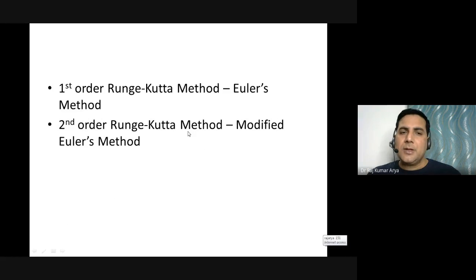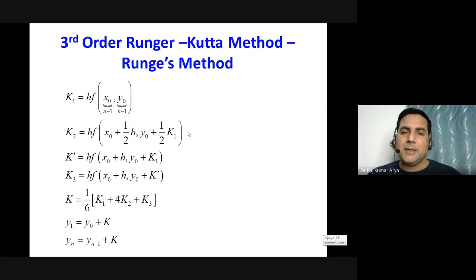The first order Runge-Kutta method is your Euler's method, which we have just talked about. The second order Runge-Kutta method is the modified Euler's, which we have also talked about. Then we have the third order Runge-Kutta method, also known as Runge's method. Here you have to calculate several terms.